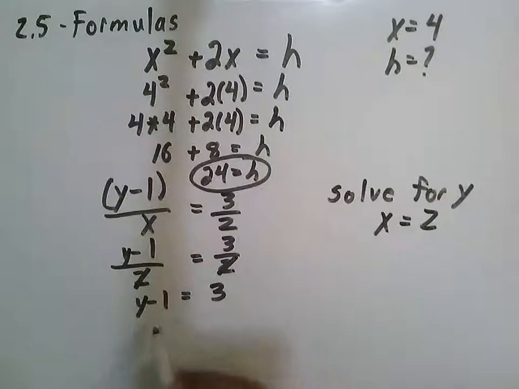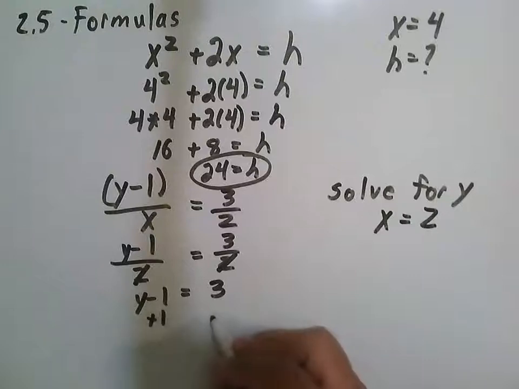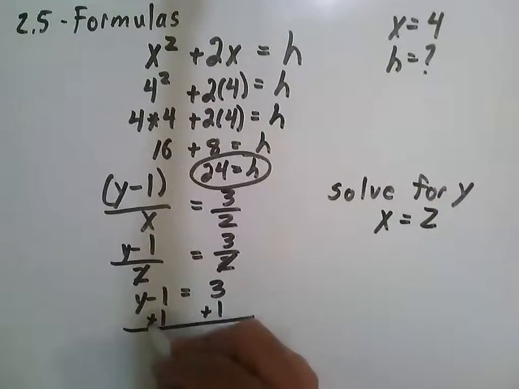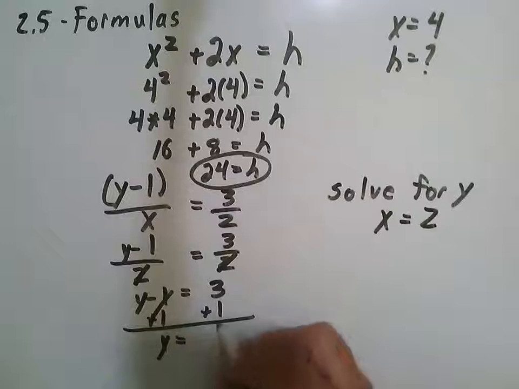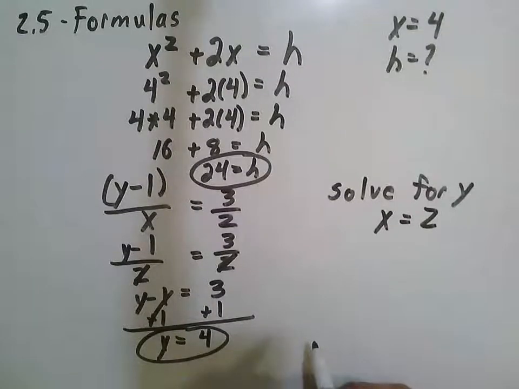So once again, letters on one side, numbers on the other. We're trying to solve for y, so we have to isolate this y. Negative 1, the opposite of that is positive 1. Whatever I do on one side, do on the other. And y is going to be equal to 3 plus 1, which is just in this case going to give me a 4. And that's just a quick way to check that.